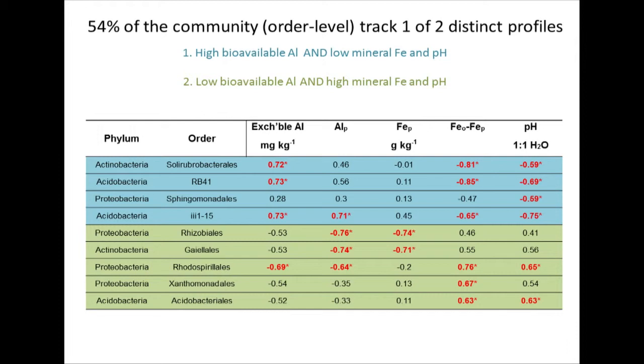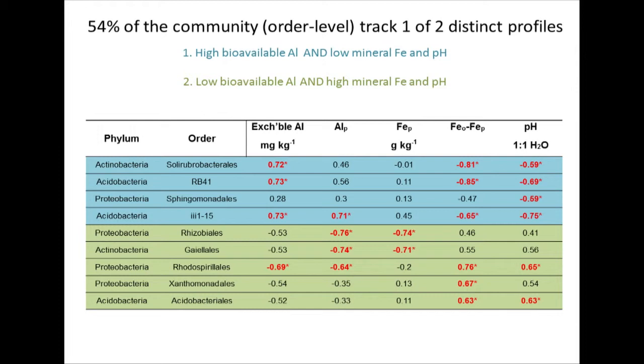Okay, so in terms of taxonomy, what did we see? Well, I know that we're oftentimes resting here at the phylum level, but I think that it's masking some of the critical responses. So if you go to the level of order, in this instance, we had about 50% of the community at the order level that was tracking one of two distinct chemical profiles. And so I've color-coded this.